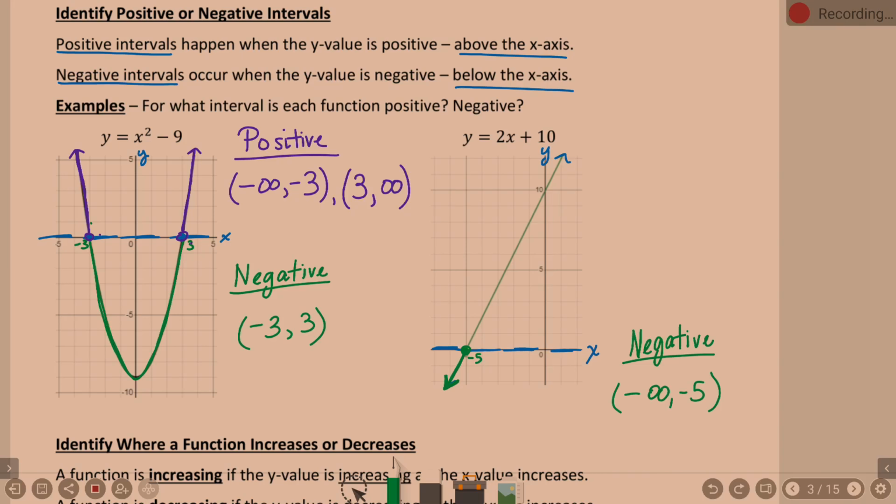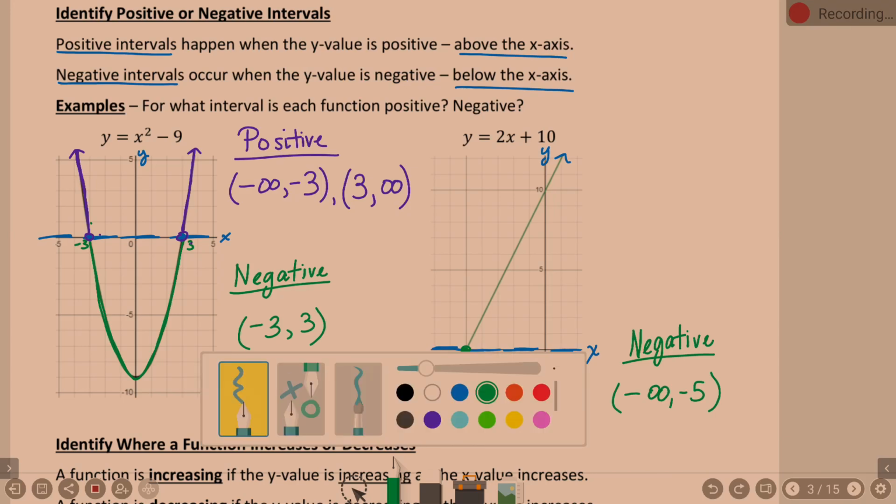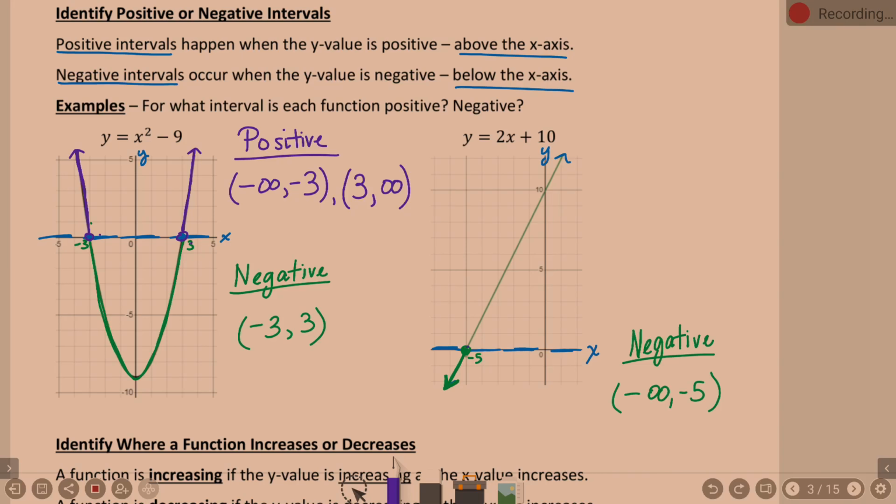Now, as we trace this, what happens? It was negative. What happens as we hit the x-axis? Now it's going to be positive. So now from this point up, it's positive. When did my graph go positive? When did it start being positive? When it crossed through what? -5.